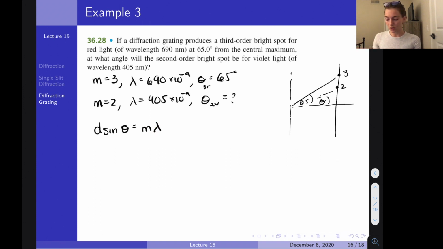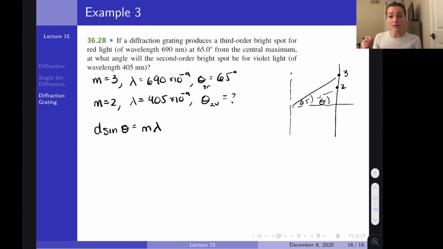Now, one thing you could do is take all of this information for the red light, plug that in here, and solve for d, and then do that same thing again. Now plug in d, m, lambda for the violet, and solve for theta. So you can do that, and that's totally fine. Or if you don't want to do all that solving, and you might introduce some extra errors with your calculator, you can do it in just one step.